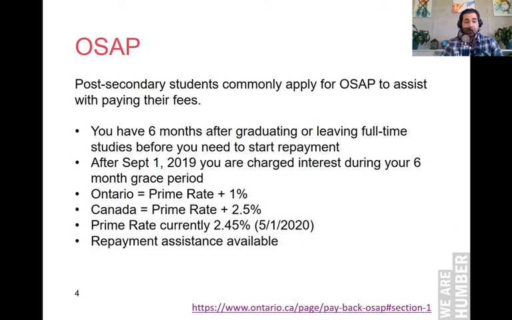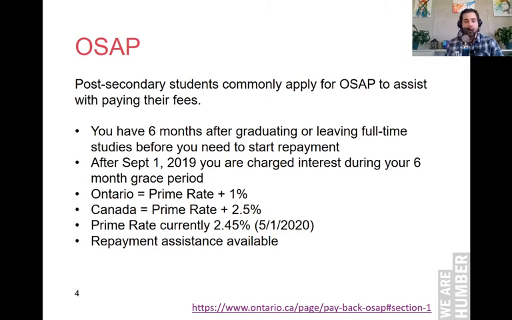The other nice thing with OSAP is that repayment assistance is available, so they can help you with creating a plan for repayment in the event that you find you're struggling. So there is a bit of security involved there that allows you to better manage the repayment of those funds so that you're not finding yourself in financial jeopardy for taking an education.